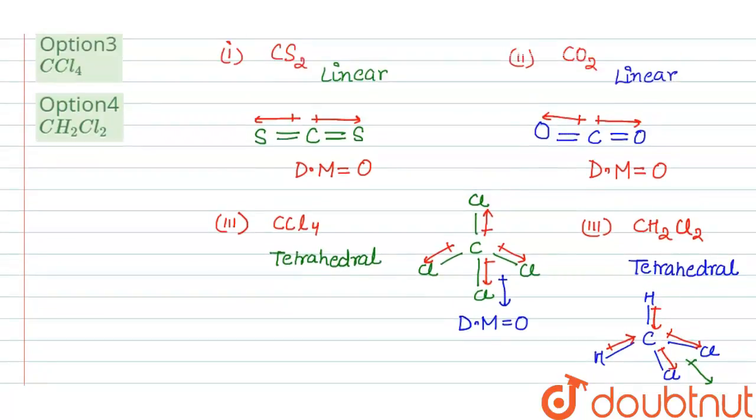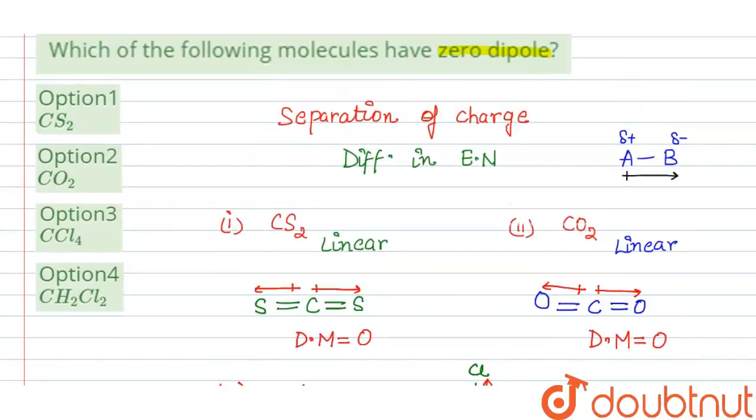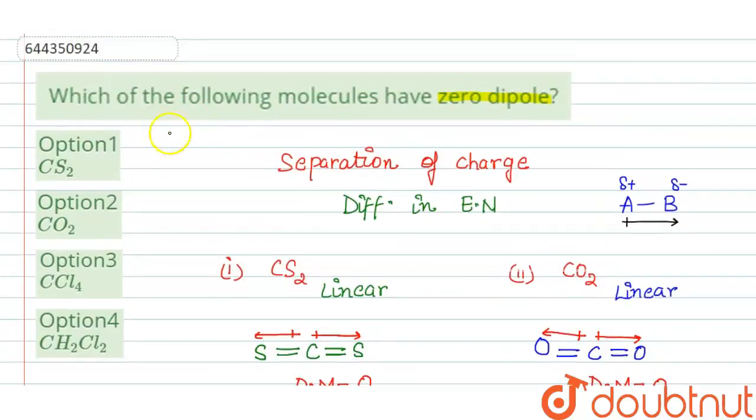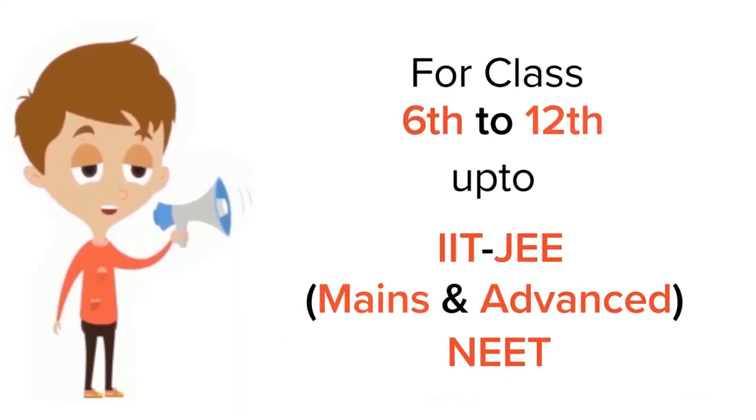So the correct option will be option 1. CS2 will have 0 dipole moment, CO2 will also have 0 dipole moment, and CCl4 will also have 0 dipole moment.